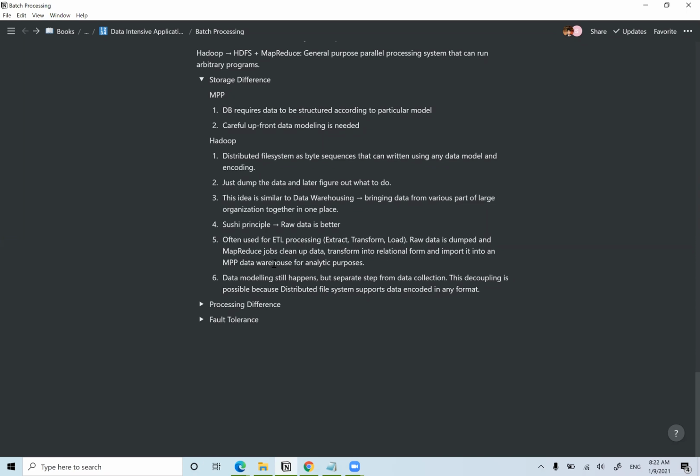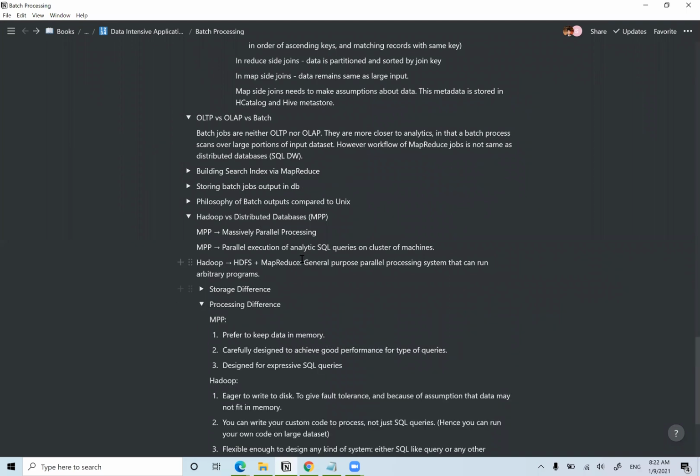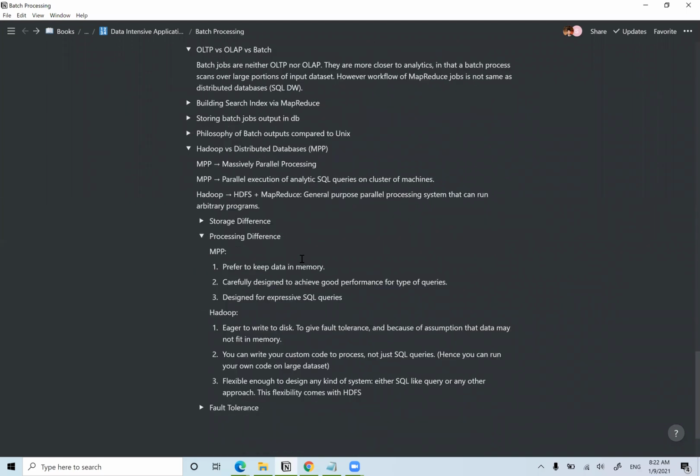At the data collection stage, you are just dumping everything on a distributed file system, and then later you are modeling it in whatever way you want to do, right? So this was the difference in storage. Then there is a difference in processing.